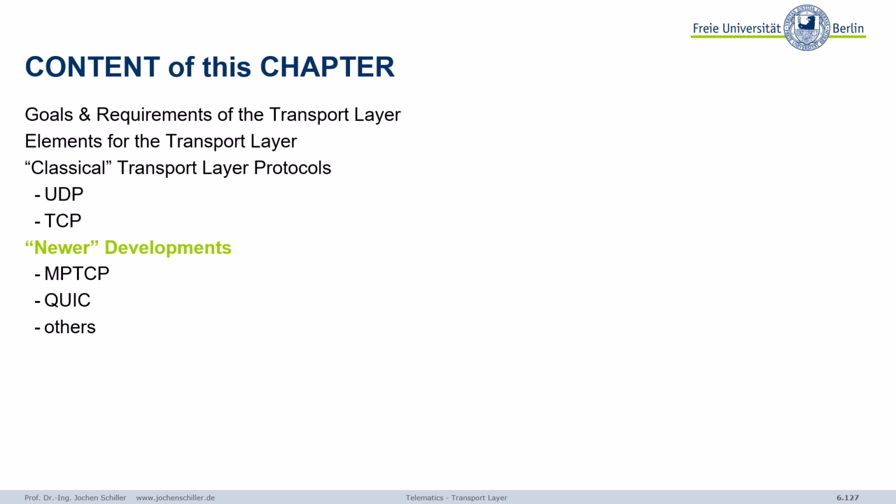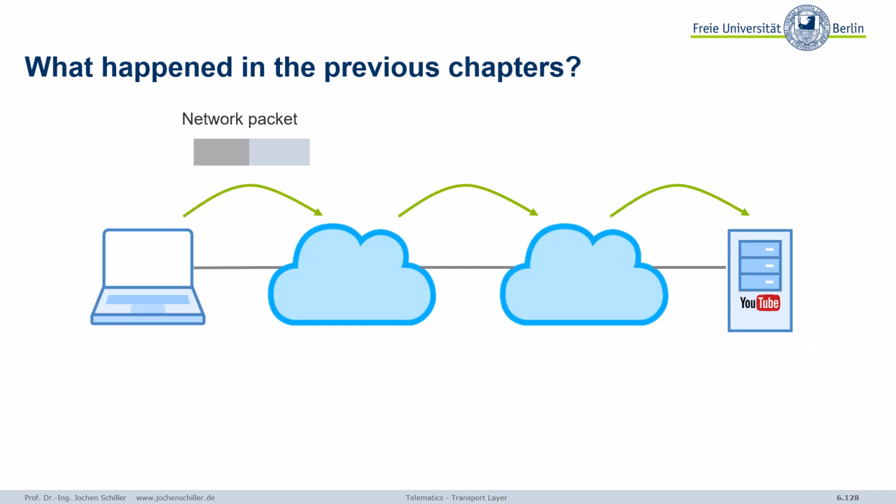Now we know at least the basics of the classical transport layer protocols UDP and TCP. Let's have a look into some newer developments. I will pick out 3 examples, as you will see: multipath TCP, QUIC, and SCTP, touching some other protocols. So let's have a look back.